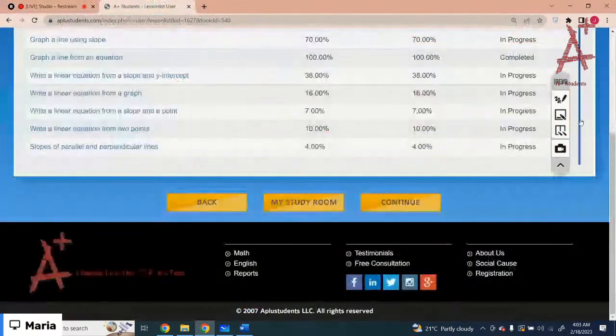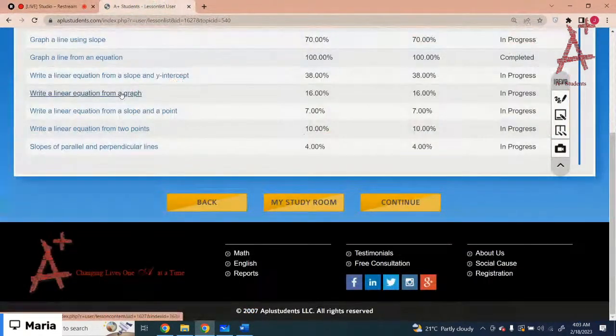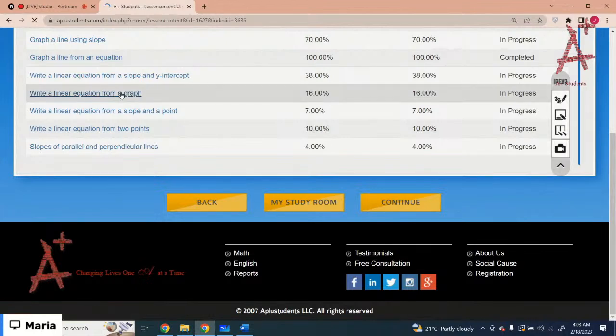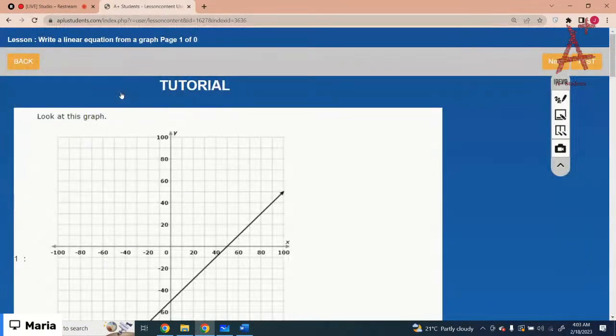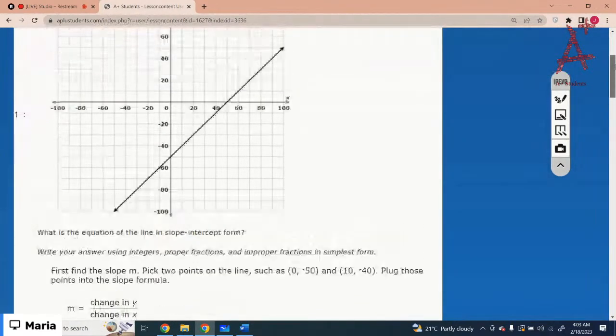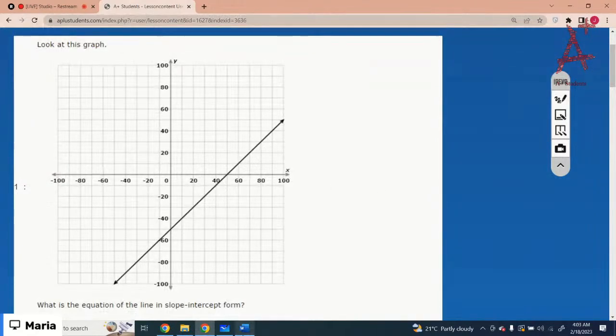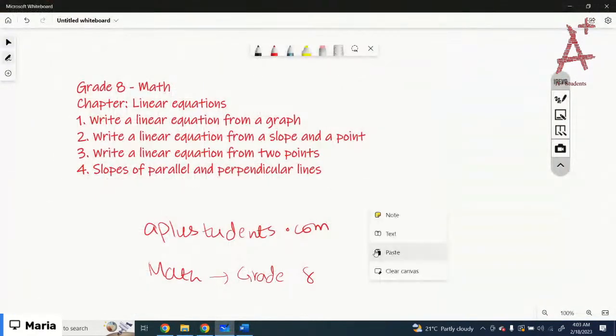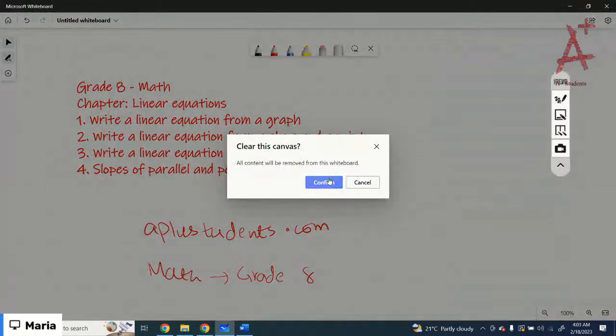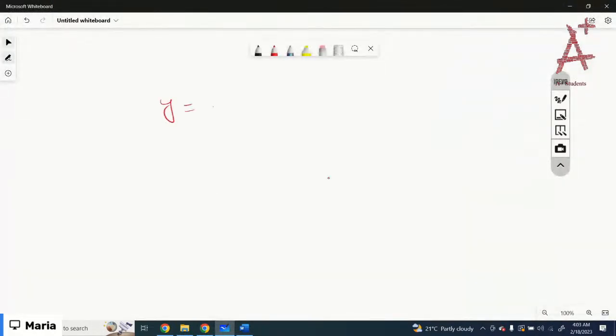Okay, I'm on grade 8 maths. The chapter name is linear equations and the lesson we're going to start with is write a linear equation from a graph. We are given a graph. You have to write down the equation from the graph, like y equals. You have to write down the equation in y equals mx plus b form.